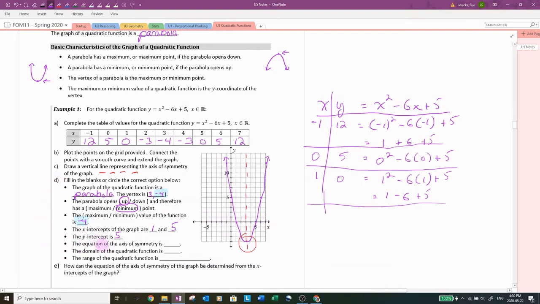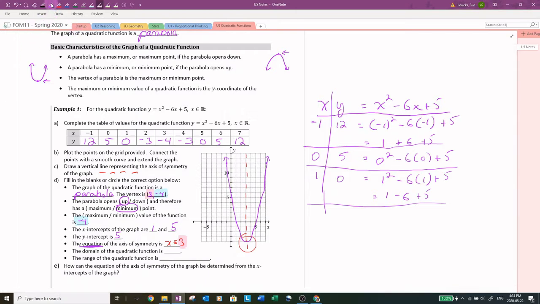The equation of the axis of symmetry. It's an equation. It pains me every time I have to mark this wrong, but an equation must have an equal sign in it. So we're looking for the equation for this dotted line, and that is x = 3. If you just say 3, it's wrong. x = 3. That's the important information. And notice that that is always going to be the x value of the vertex.